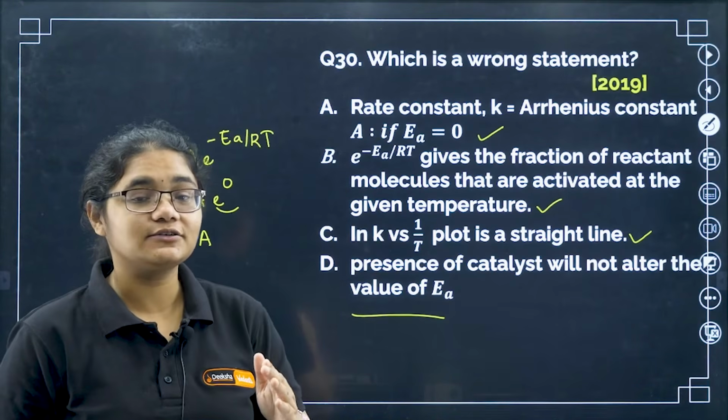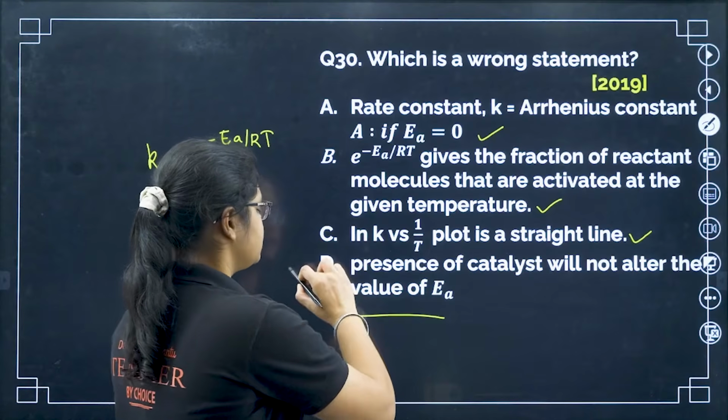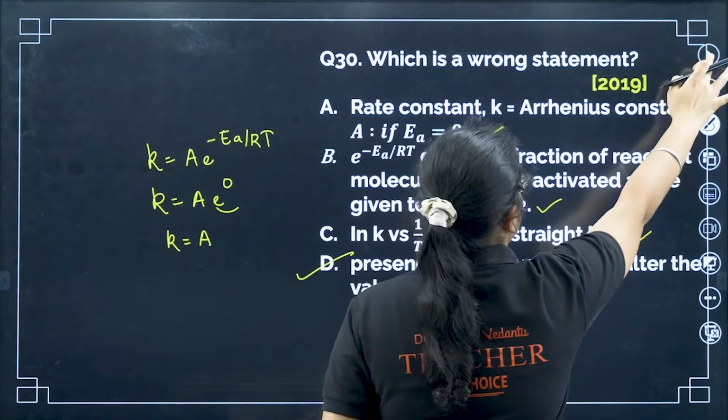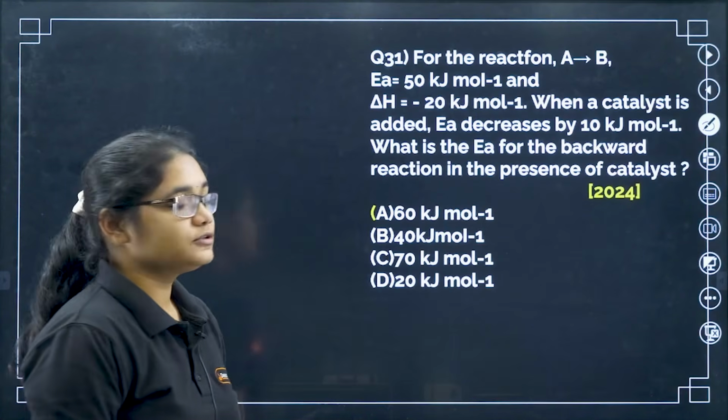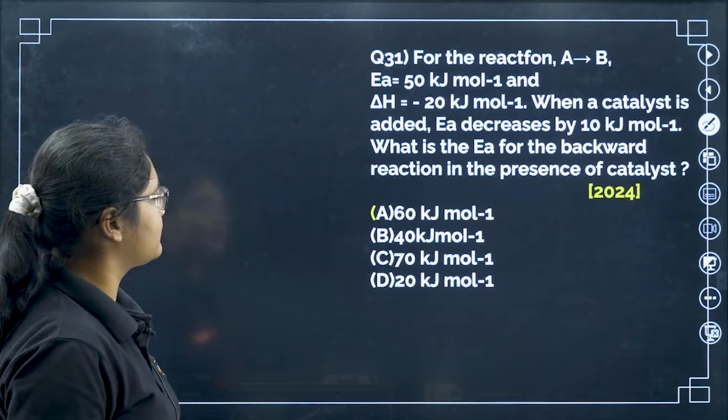This is wrong. Presence of catalyst decreases the value of Ea. So this is a wrong statement. That is option number D. Next, we'll move to 31st question, a numerical question here.